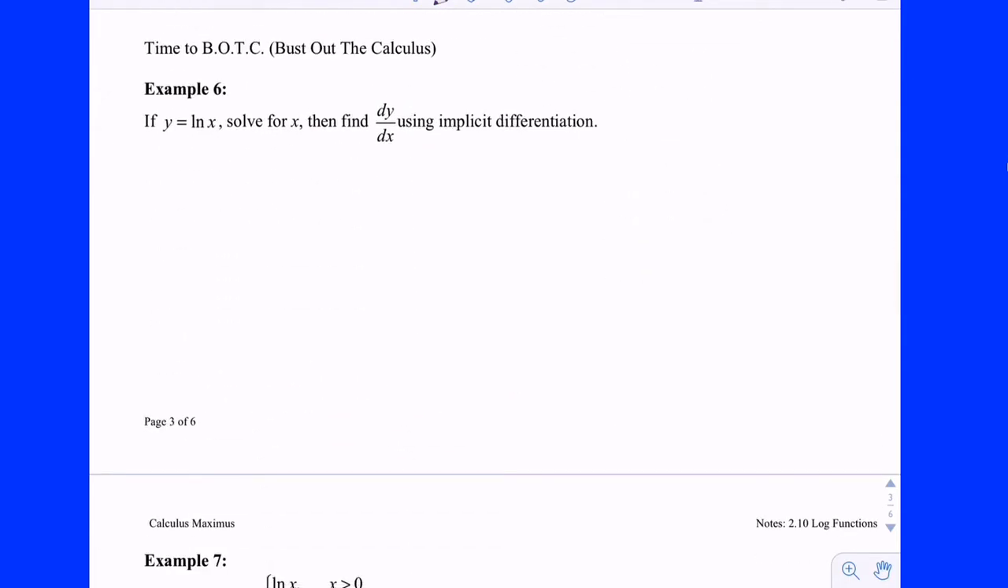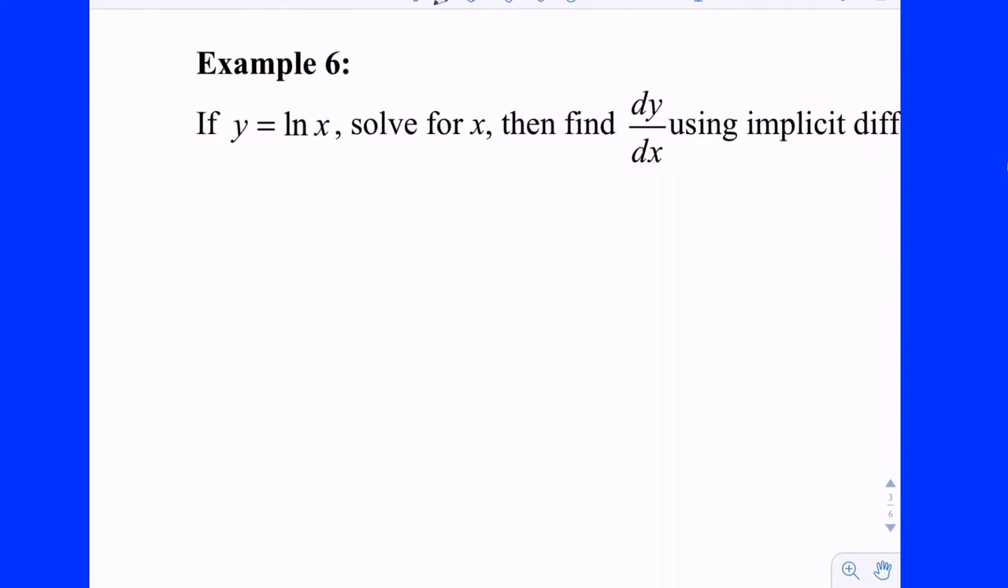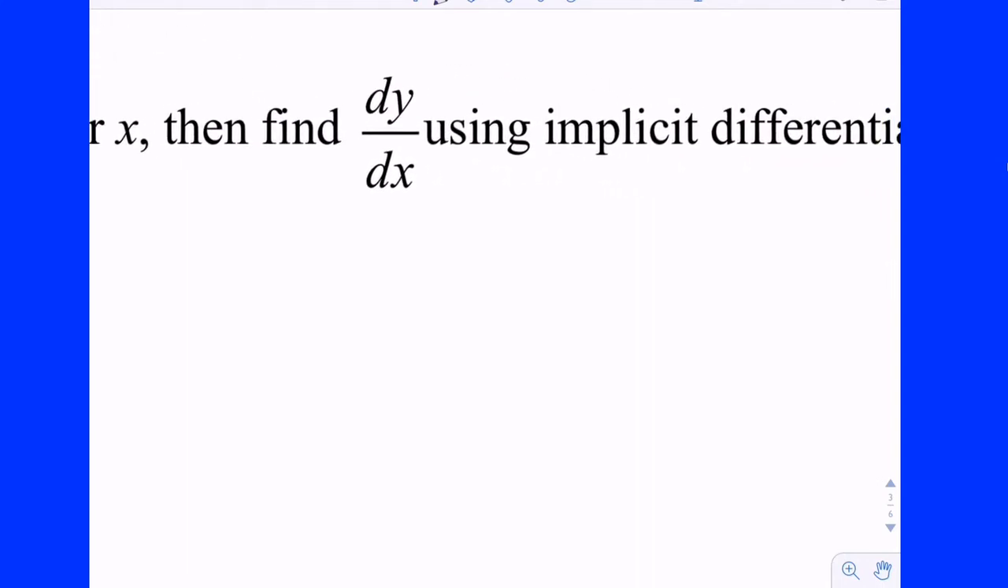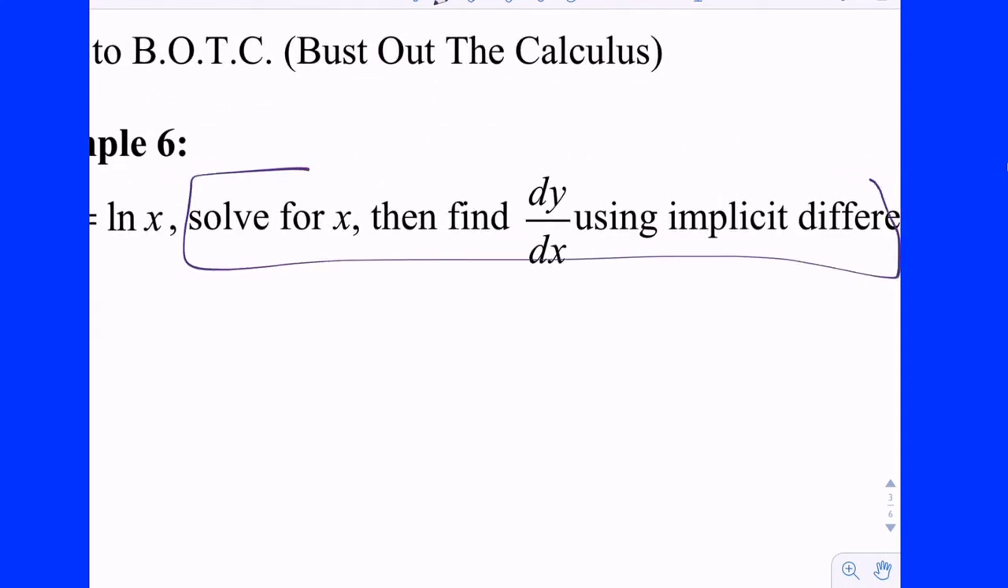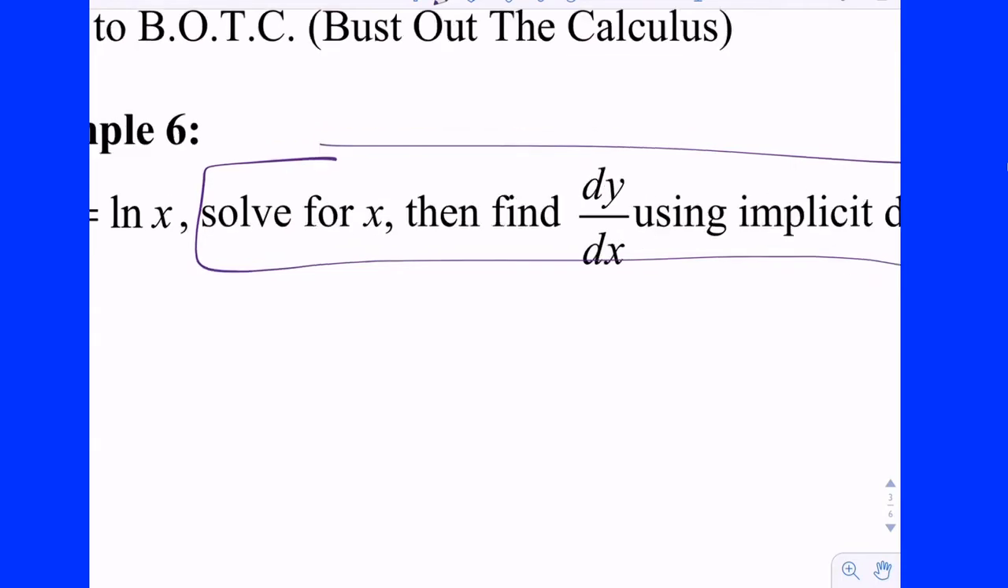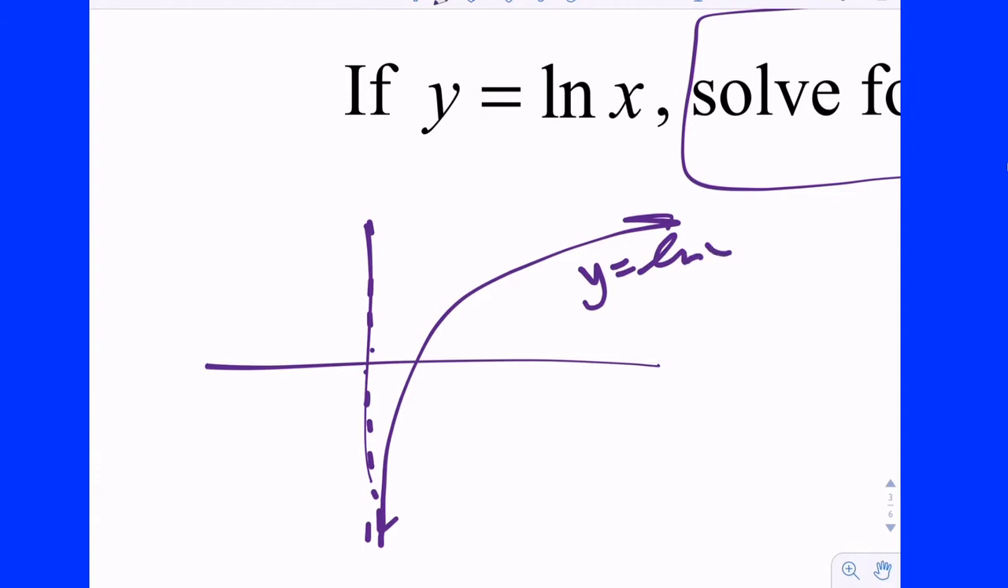Okay, let's jump down to example 6. We're going to bust out the calculus. It says if y equals the natural log of x, solve for x, then find the derivative of y using implicit differentiation. Wow, that's a huge clue. It's a huge clue, because without that clue, if they just wanted me to find dy/dx, I might not have been able to do it. Here's what the graph of the natural log of x is. By the way, the natural log of x is really the same as log base what? e, right? Where e is about 2.7, so it is growth. It passes through the point (1, 0).